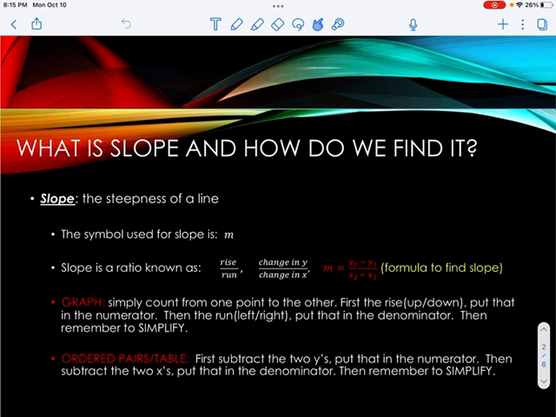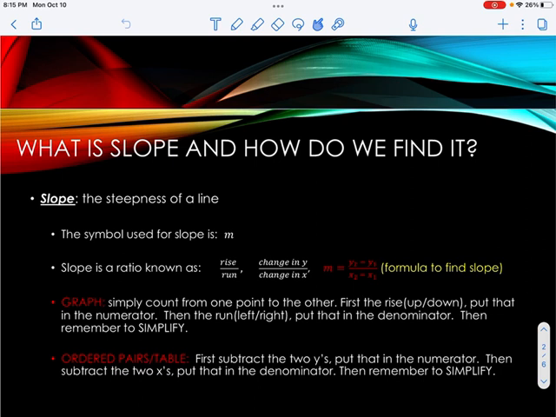Now, what does that sub mean? That's simply a subscript. It is the y value from the second ordered pair minus the y value from the first ordered pair. Then you start with the x value from the second ordered pair, the one that you picked the y value from first. You take that x value minus the x value from the first ordered pair.